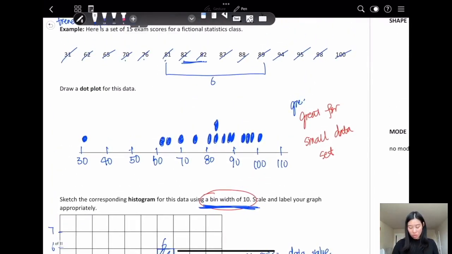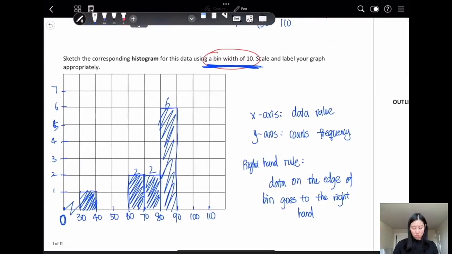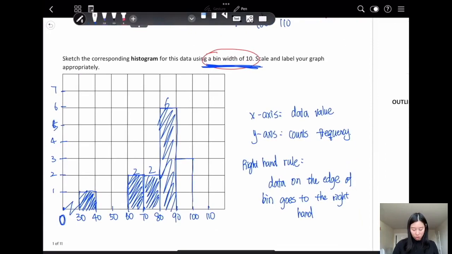And then from 90 to 100, we have 94, 95, and 98. Remember, 100 is on the edge of the bin. You should go towards the right hand, not the left hand. So here we have a frequency of 3. And then from 100 to 110, we have 1 data point.